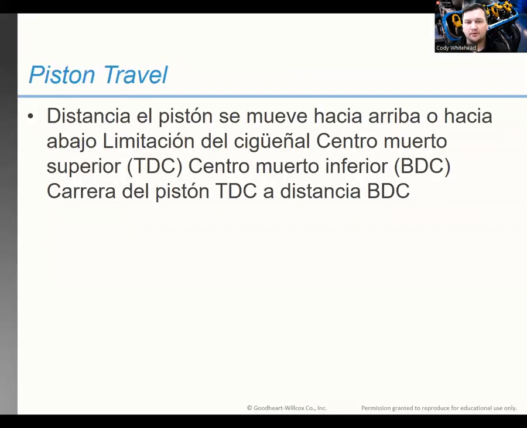All right, piston travel. The distance the piston moves up or down. The crankshaft does limit this. Top dead center is the top of the piston travel, the top of the stroke. This is as high as the piston can get. And then bottom dead center is the very bottom, the direct opposite. The distance or the travel between top dead center and bottom dead center is your piston stroke.